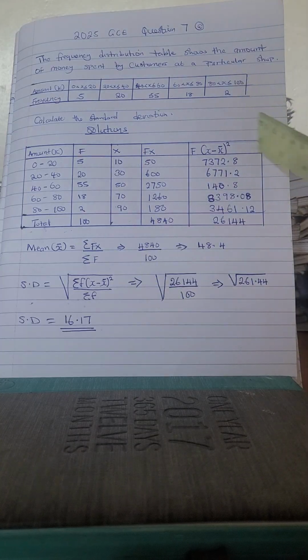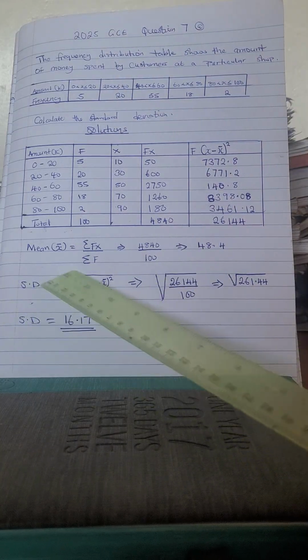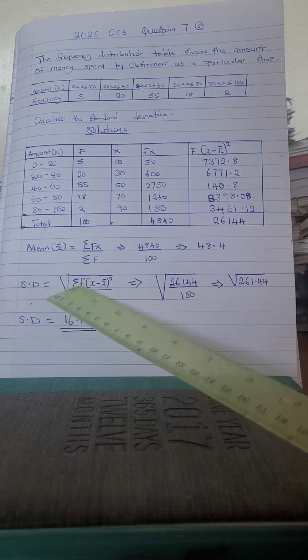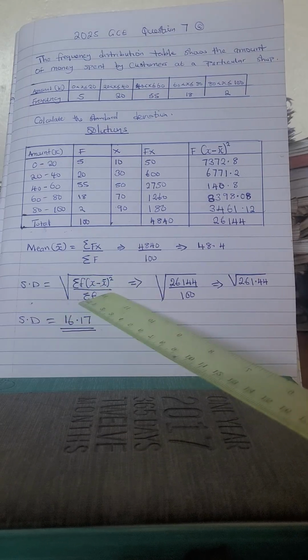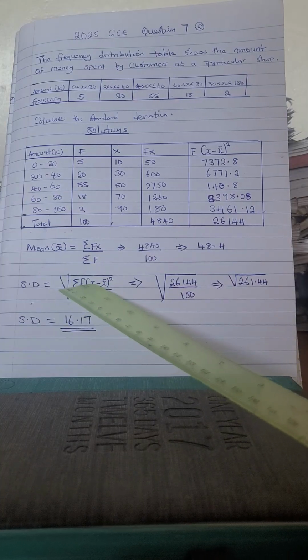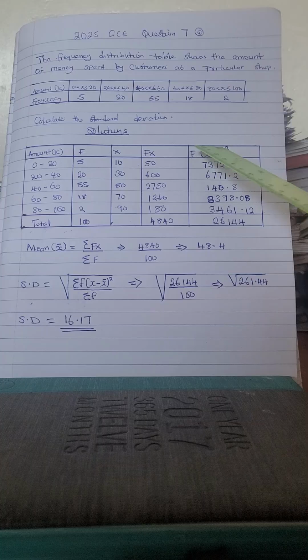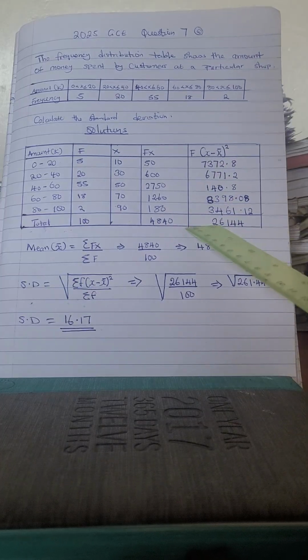So now, if you are using this, you are going to use this formula now. Standard deviation is equal to the square root of summation f open bracket x minus x bar squared over summation of f. So now this part, f open bracket x minus x bar, it is this number here. Now there is a sum here, which means add these numbers there. So when you add it, you get this.